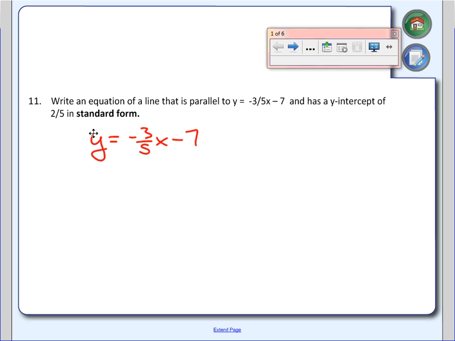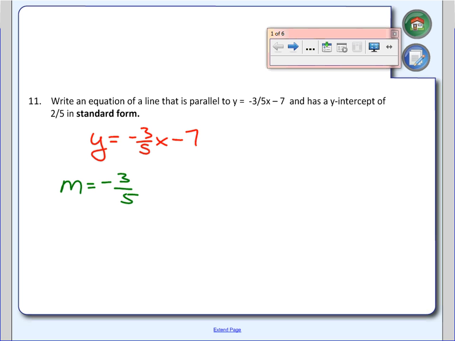All right, so this is the equation that we're working on. Here's what we know. In order to have lines parallel to each other, the only way that's going to happen is if the slopes are exactly the same. So when I write my equation, I'm going to need to use the same slope as this equation here. So the question is, what's the slope of that line? Negative 3/5, negative 3/5. So my equation is going to have negative 3/5.